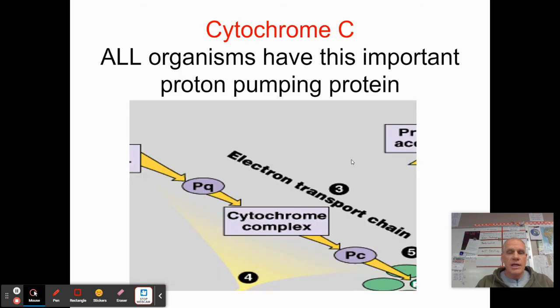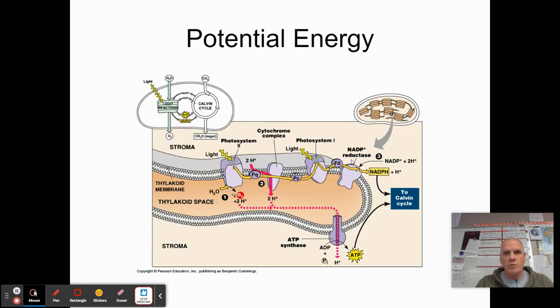Cytochrome C. Not exactly sure what happened there. So here's where I want to get, that potential energy being produced. I'm sorry, I had a couple of slides that should not have been there.